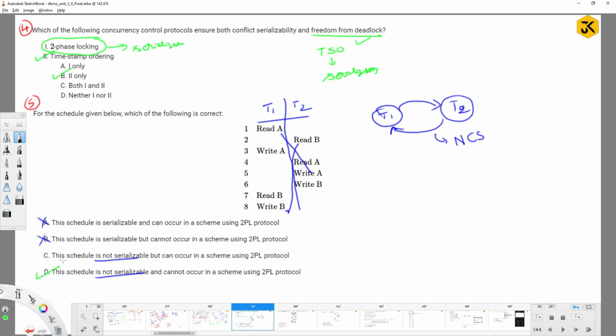Why? Because if it is 2PL, it definitely has to be serializable, right? As I am saying that it is not serializable, can we say that it is 2PL? No. So I can directly say that it does not occur in the 2PL protocol.